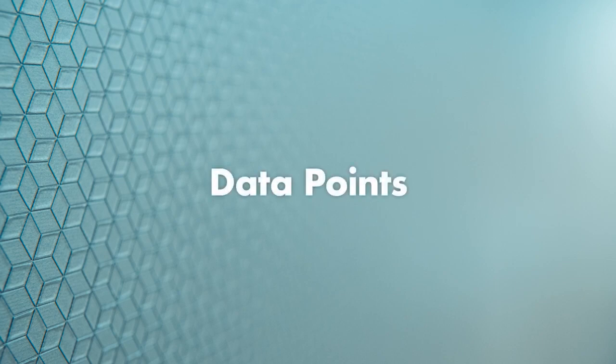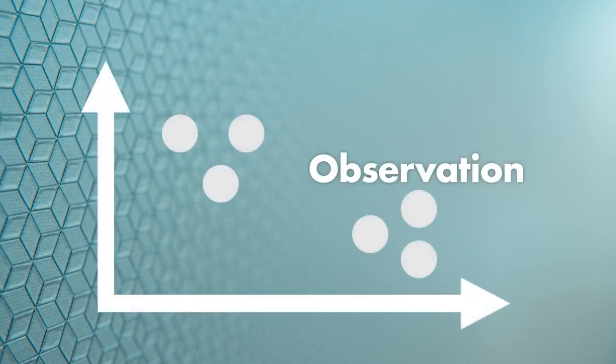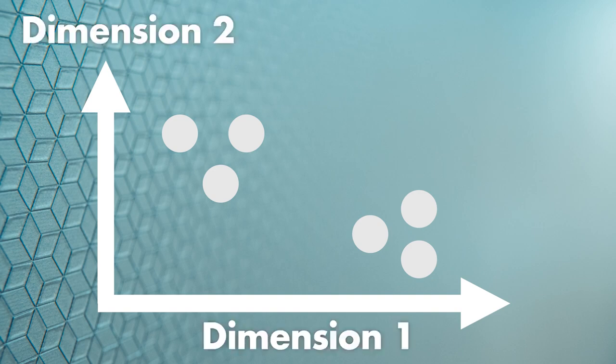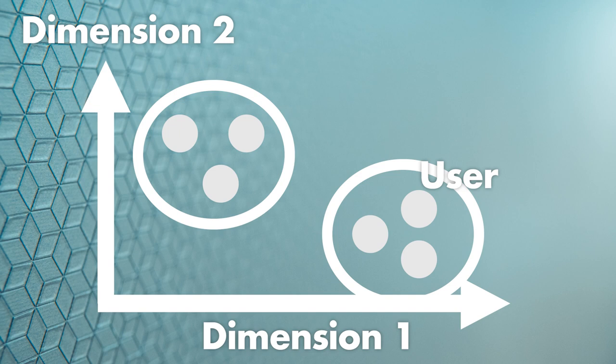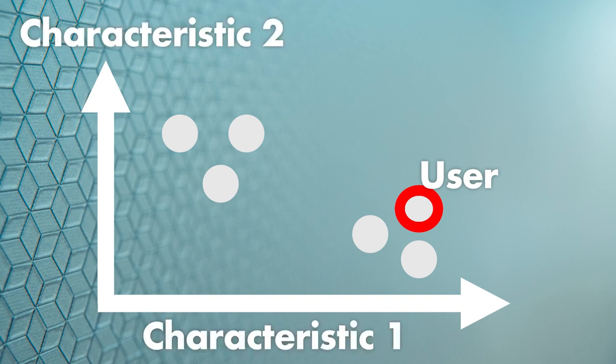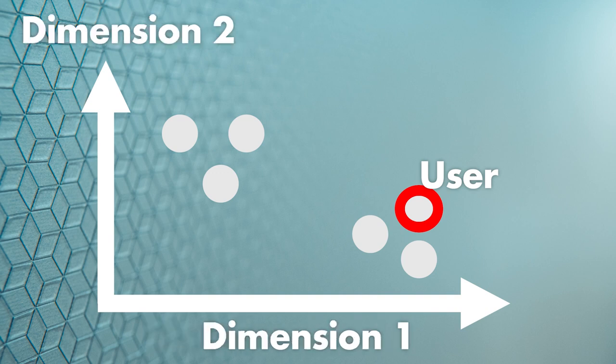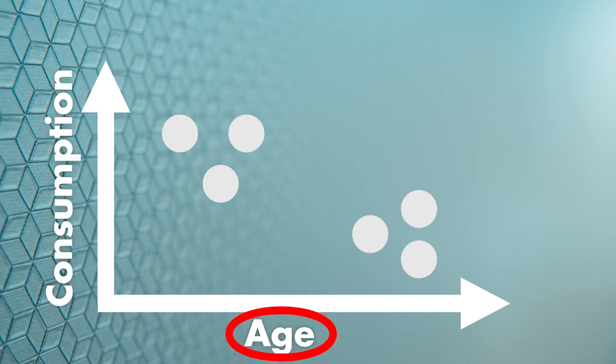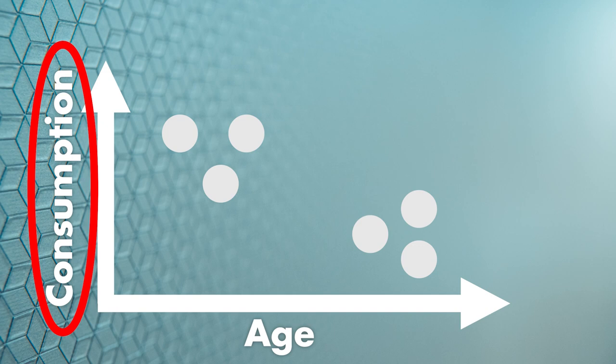In clustering, we consider the existence of data points, which we can also call observations or simply elements. Each observation is characterized by several dimensions. For example, consider that I want to group the users of Internet services into several clusters. Each user will be an observation object and will be classified by several characteristics that we can also call features or dimensions. We will consider two features, the age of the individual and their Internet consumption.